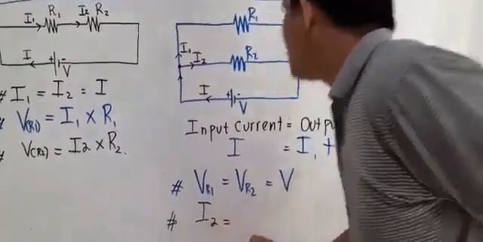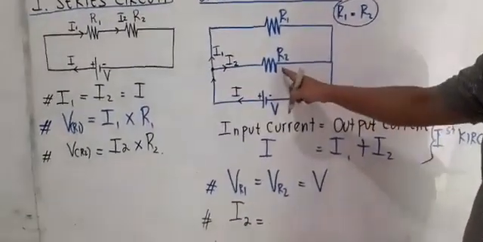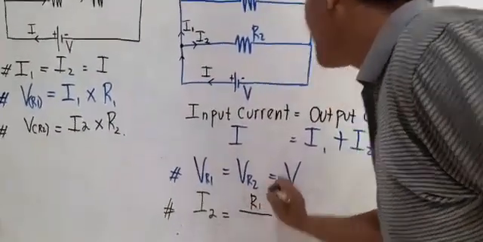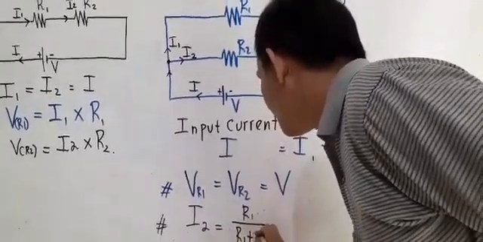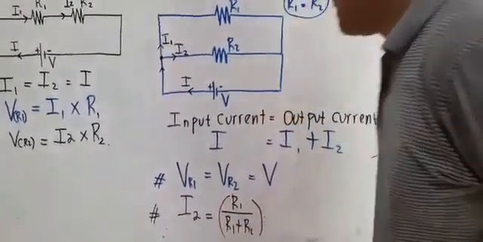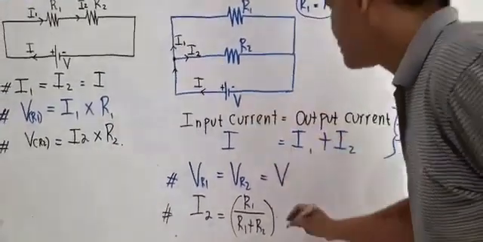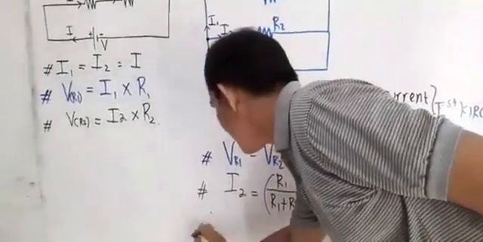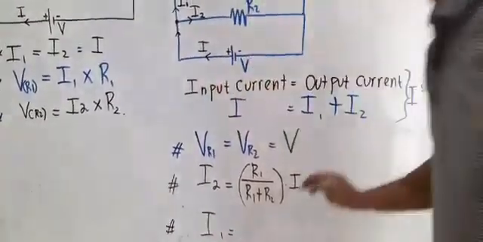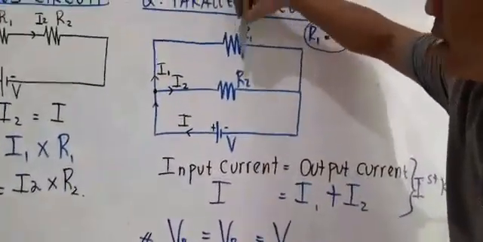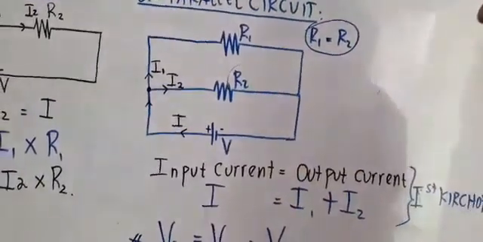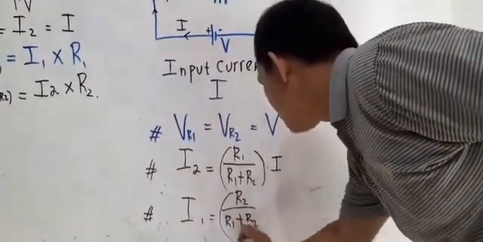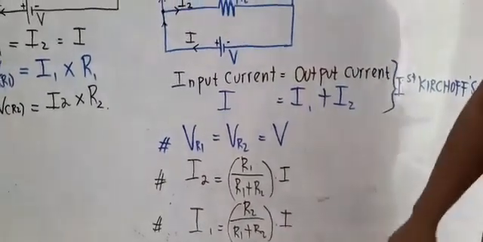I2, for example, is equal to the current in here, which is R1 plus R2 multiplied by I. Okay, and I1, if we find out I1, which will be the second resistance in here, is equal to R2 divided by R1 plus R2 multiplied by I, or the main current.